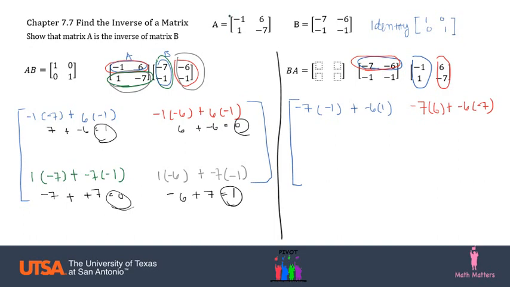And then I'm going to multiply row 2 with column 1. So that's negative 1 times negative 1 plus negative 1 times 1. Moving on, we have row 2 times column 2. So we have negative 1 times 6 and negative 1 times negative 7.